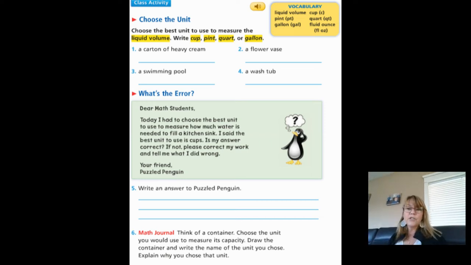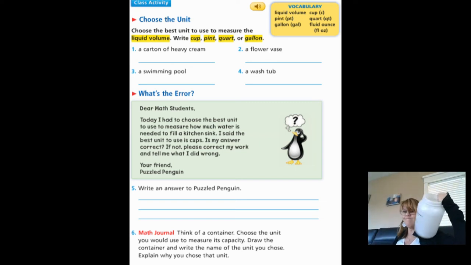All right. Our friend, the Puzzle Penguin, is here to visit us again. You know, he has issues with math. So let's see what we can help him with. Dear math students, today I had to choose the best unit to measure how much water is needed to fill the kitchen sink. I said the best unit would be to use a cup, which is like half of my tea. I know my sink holds way more than that, and I'd be dishing this out a lot. What could I fill up that wouldn't be so ridiculous?